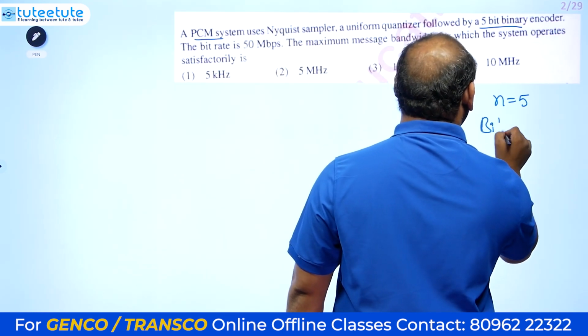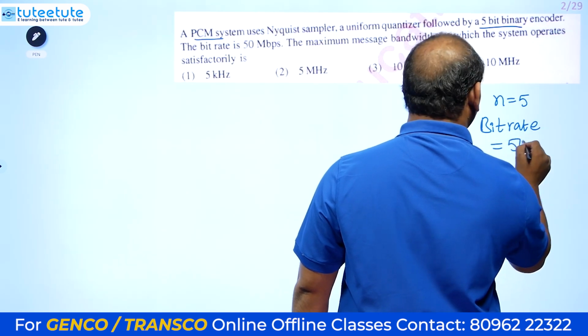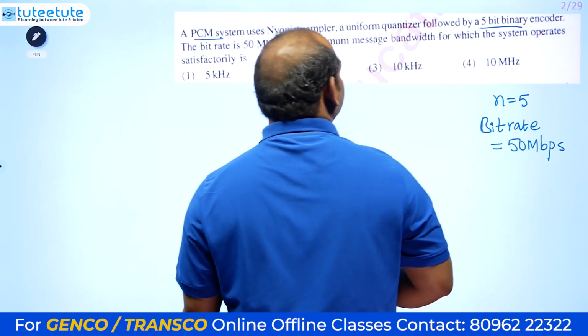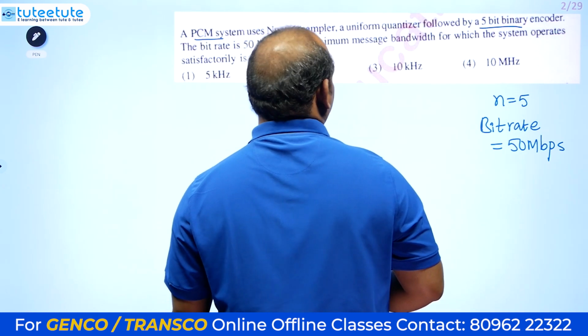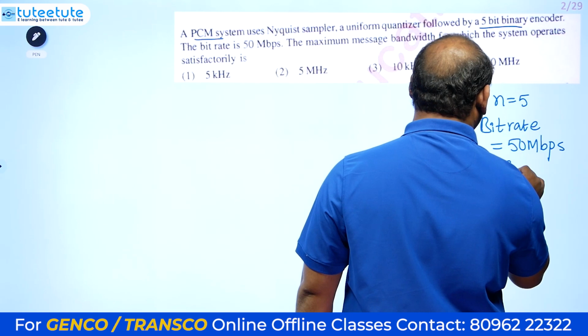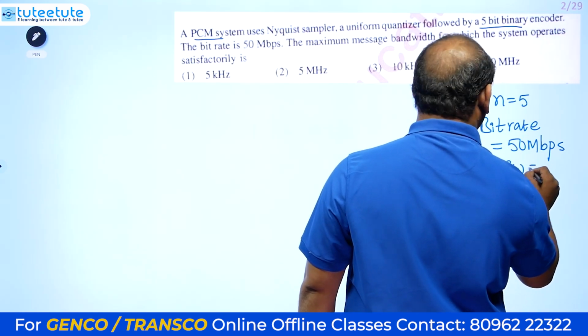Bit rate is 50 megabits per second. The maximum message bandwidth for which the system operates satisfactorily is? So we need to calculate the maximum bandwidth.